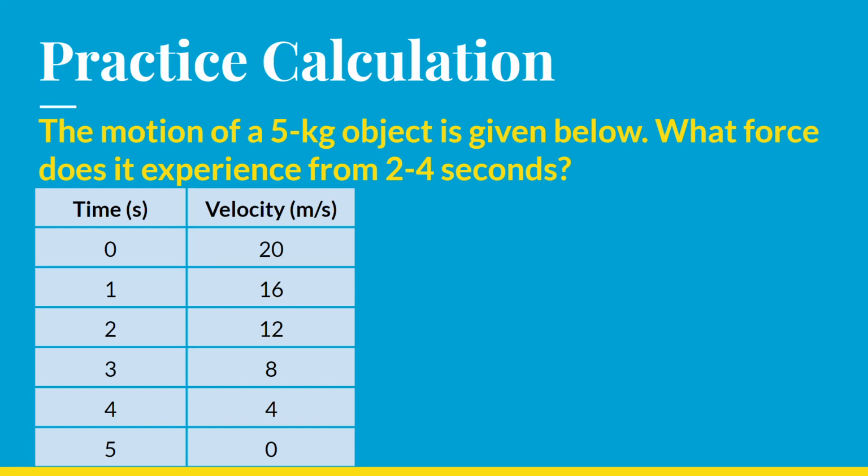All right, let's look at one more and then you'll be working on your stuff. This one, though, I have a data table instead. Same thing though, you should be able to get information from this data table to answer the question. This one says the motion of a 5 kilogram object is given below. What force does it experience from 2 to 4 seconds? So I don't care about the whole table, I only care about 2 to 4 seconds. So let's go ahead and label what we know. We know the mass is 5. We know from 2 to 4 seconds, that's a 2-second window. So the duration in this question is going to be 2 seconds.